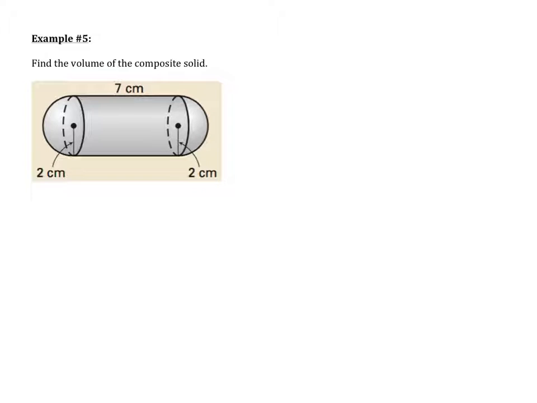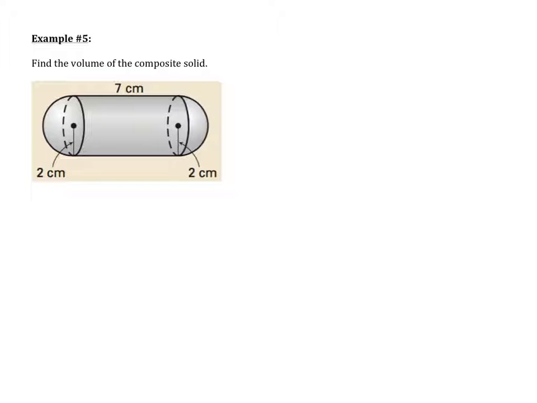And now on to example number 5. Find the volume of the composite solid. So notice that this is a cylinder first with a hemisphere over here and a hemisphere over here, so half of a sphere. If I put this hemisphere combined with this hemisphere, I'd get a full sphere. So I'm going to do the cylinder plus a sphere to find the volume of the composite solid.